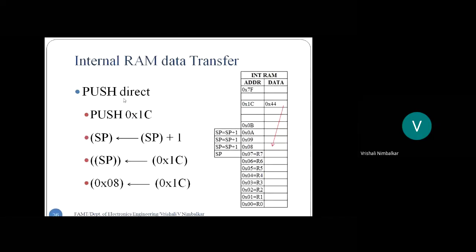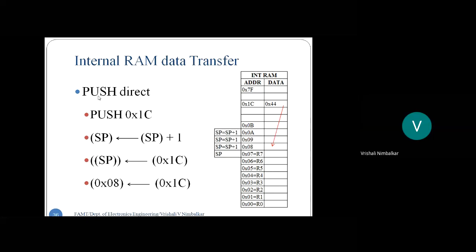Okay, so see, the last 4 instructions that are left, push, pop, exchange, are all related to internal RAM. Correct? Remember, internal RAM is 0 to 7F. On the right hand side, I have shown one table of internal RAM, with address and data columns, and addresses from 00 to 7F. So these instructions are only related to internal RAM. And specifically push and pop are dealing with reading and writing from stack memory.